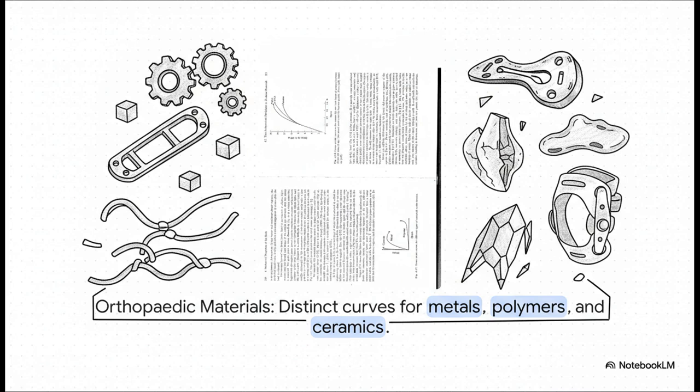And here we can see how that applies to our toolkit. Metals are stiff and ductile. Ceramics, even stiffer, but they're very brittle. And then you have polymers, like the polyethylene in a hip replacement. They are much more flexible. See that low stiffness? But they can be incredibly tough. Each curve tells you exactly how that material is going to behave when we use it as an implant.